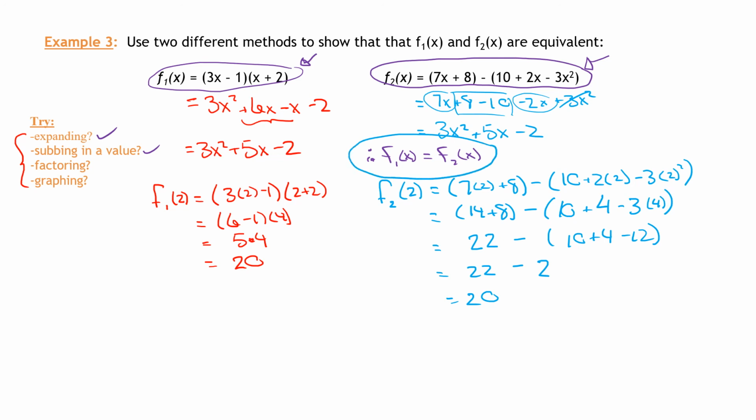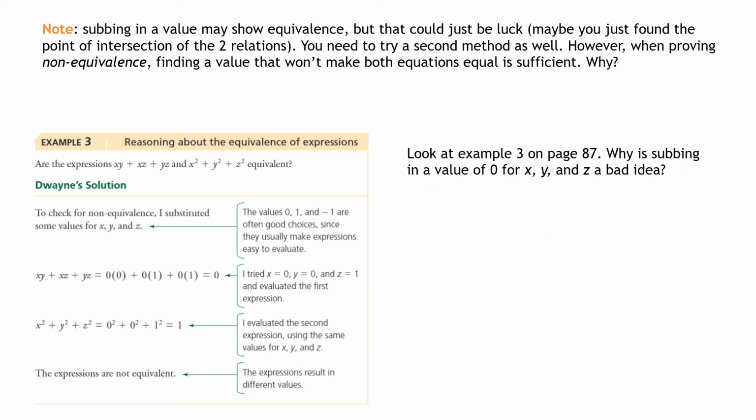So this method alone, subbing in a value, isn't enough. You can't just use that method if you are asked to prove equivalency, and I'll explain why. Expanding is enough on its own. If you only had to show one method, you could just show expanding. That would be good enough. Subbing in a value may show equivalence, but that could just be luck. Maybe you found the point of intersection. Those two were quadratics, so maybe you just found where they crossed each other. You need to try a second method as well.